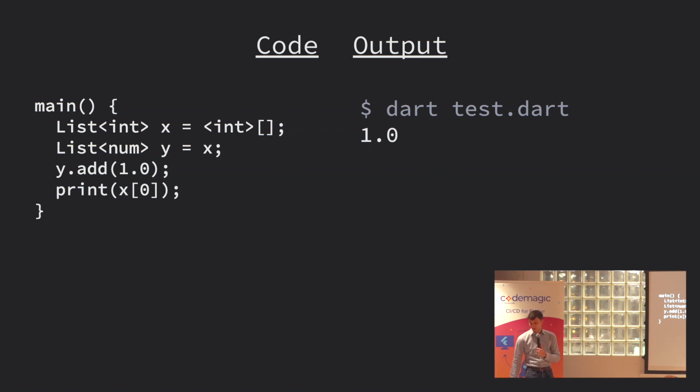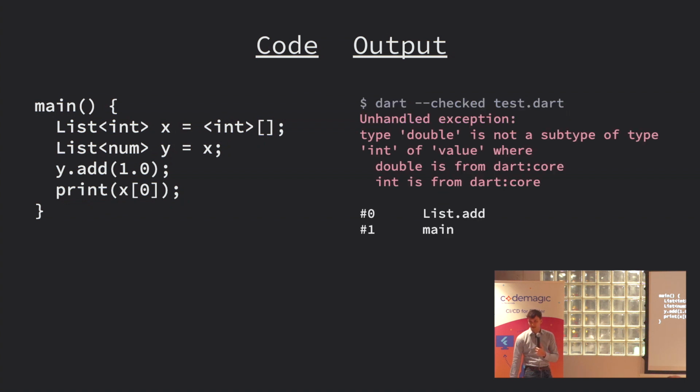However, there's a problem, which is that if we then mutate the list as a list of num, for example, add some doubles and try to read them back out as ints, then we get an exception. So in order to prevent this, we then create an exception in checked mode whenever you call the add method. And so this error happens later than the case from a list of num into a list of int. And this is what it means to have the covariant generics.